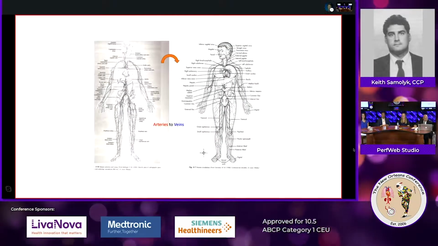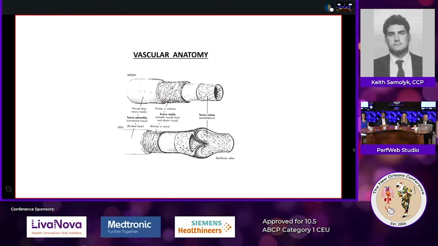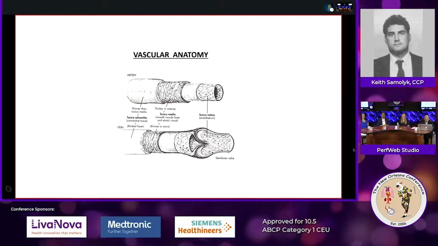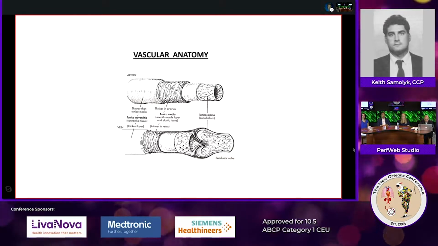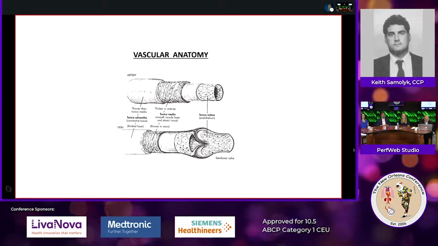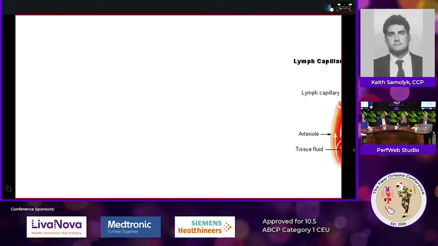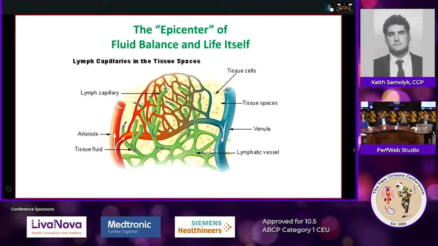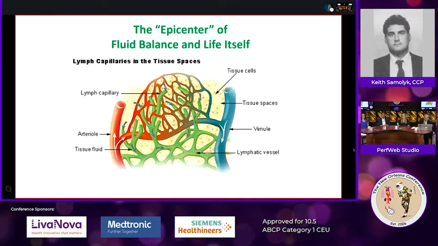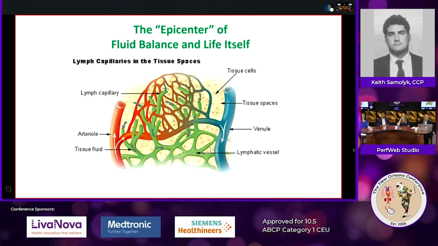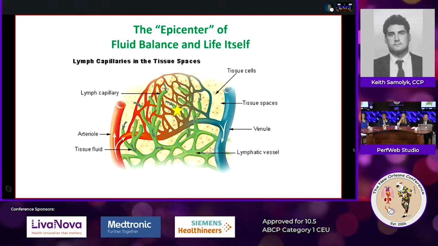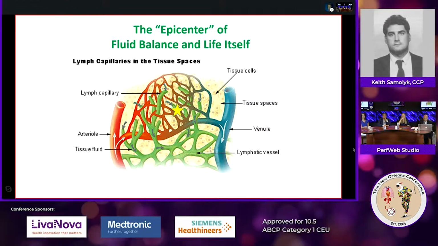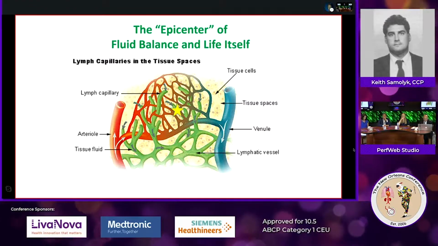From arteries to veins, they're very similar, except that the veins have semilunar valves and the arteries have more smooth muscle, a thicker smooth muscle that can contract. So this is the epicenter of fluid balance and life itself. Everything takes place right here in the capillary bed. The green there, that's the lymphatics. And of course, I don't have to explain the red and the blue.